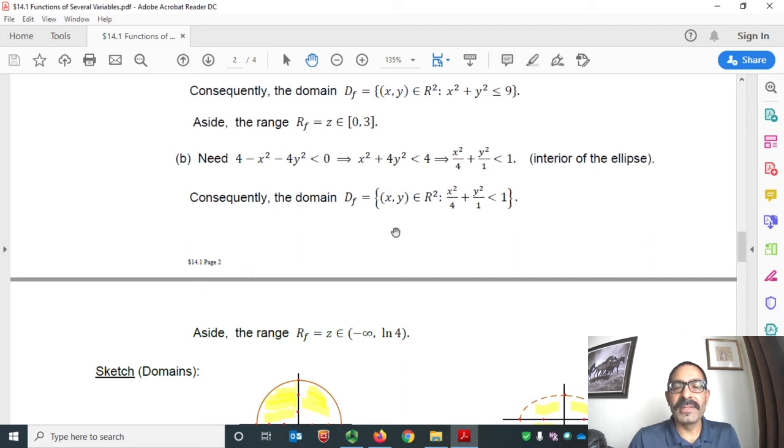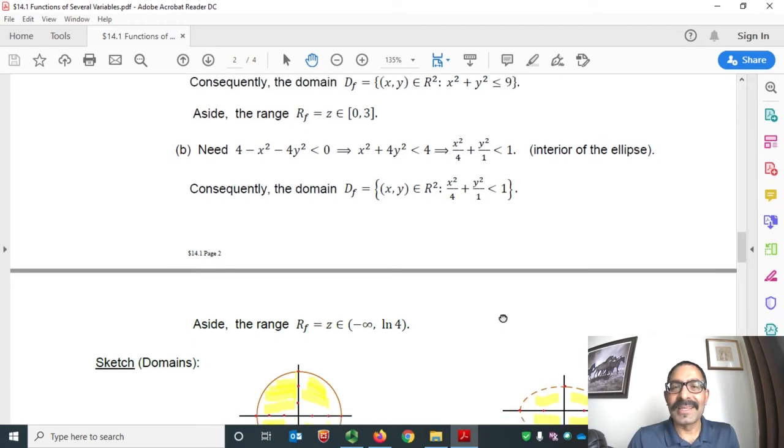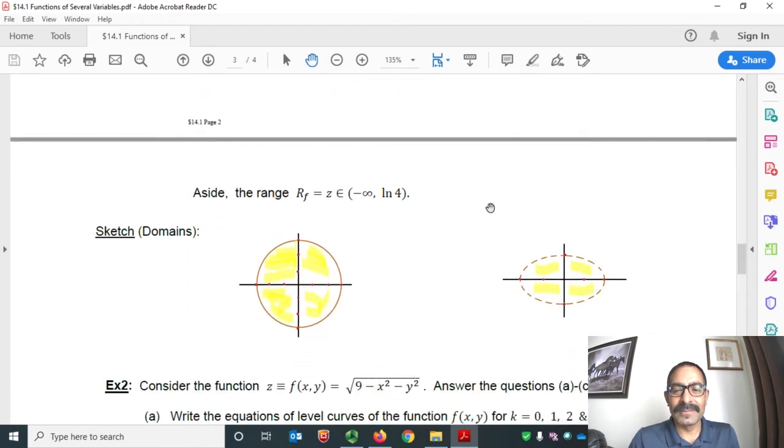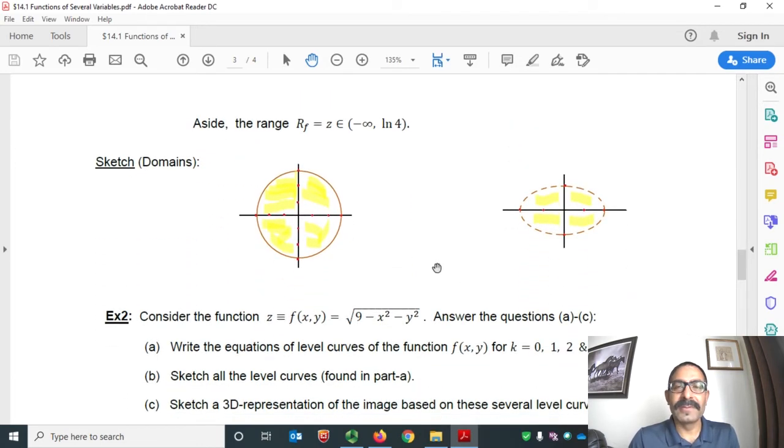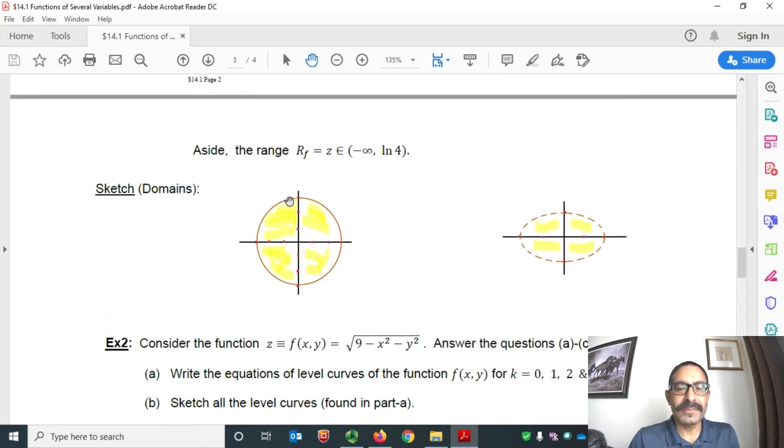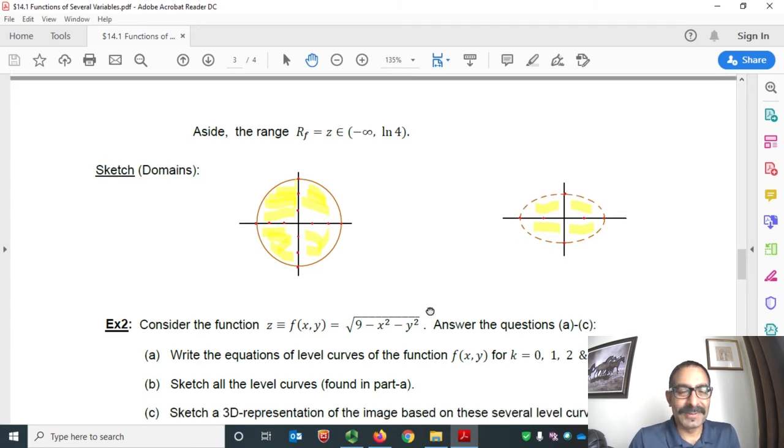So the domain is the set of all xy in R2 such that xy satisfies x squared over 4 plus y squared over 1 is less than 1. Let's sketch the graph quickly here. So here, inside the ellipse without boundary. I hope this makes sense to you all. Now let's move on.